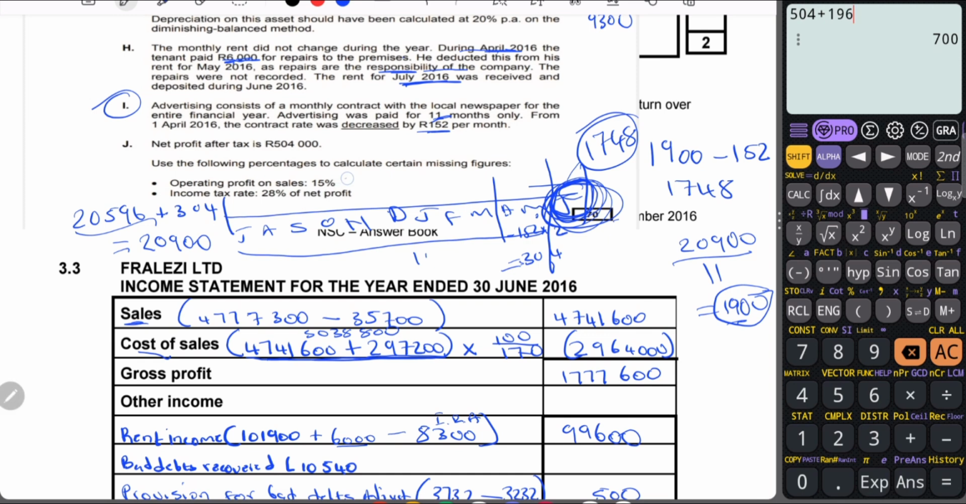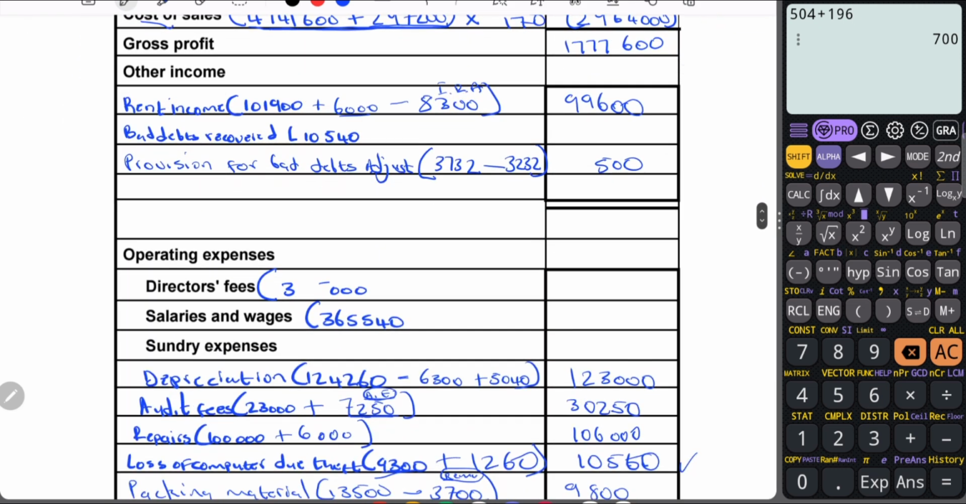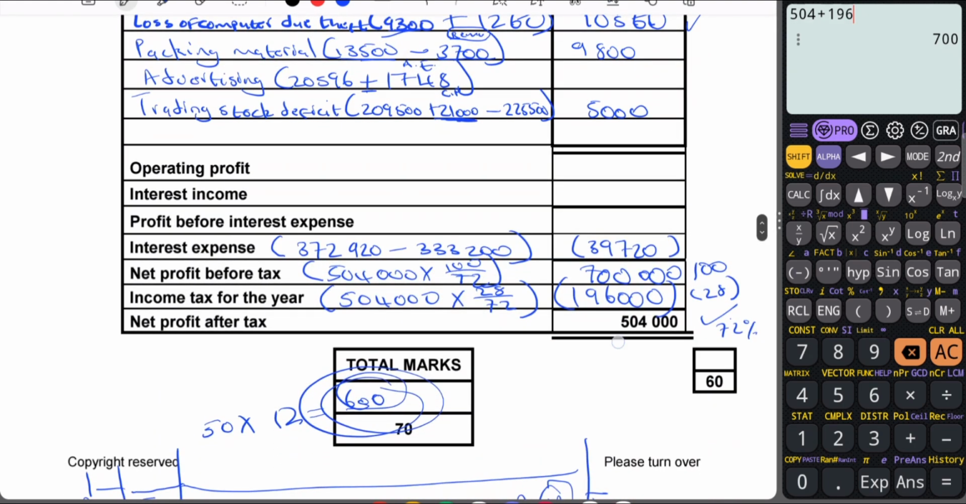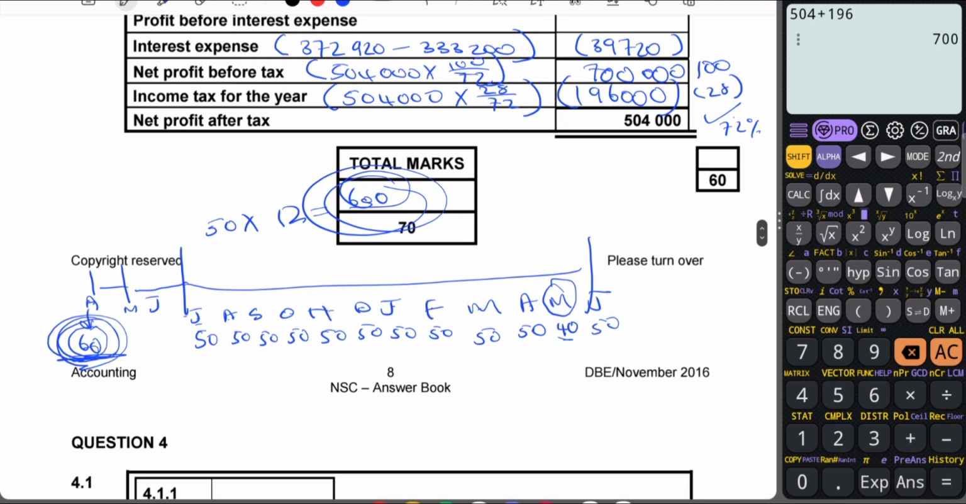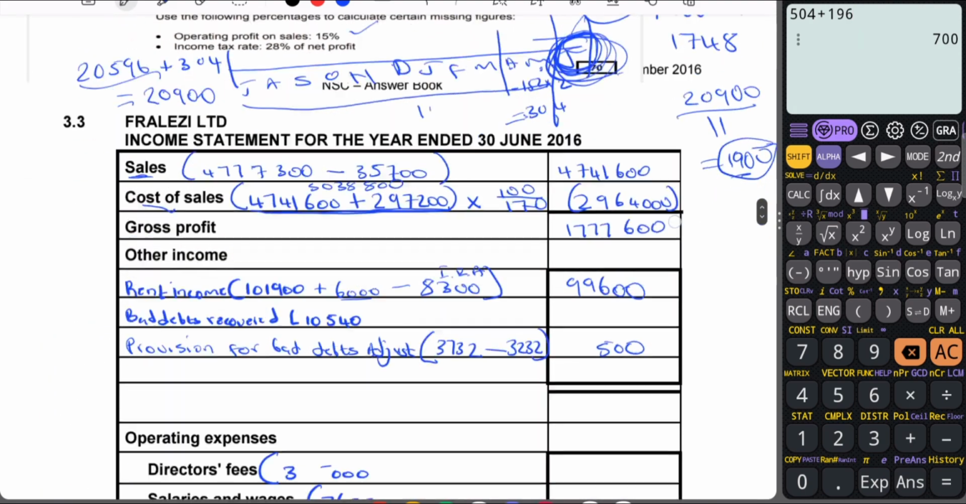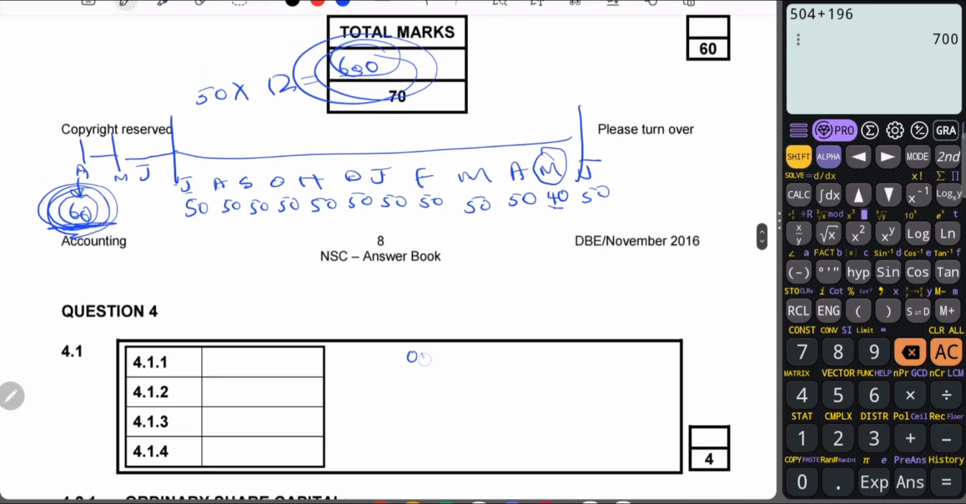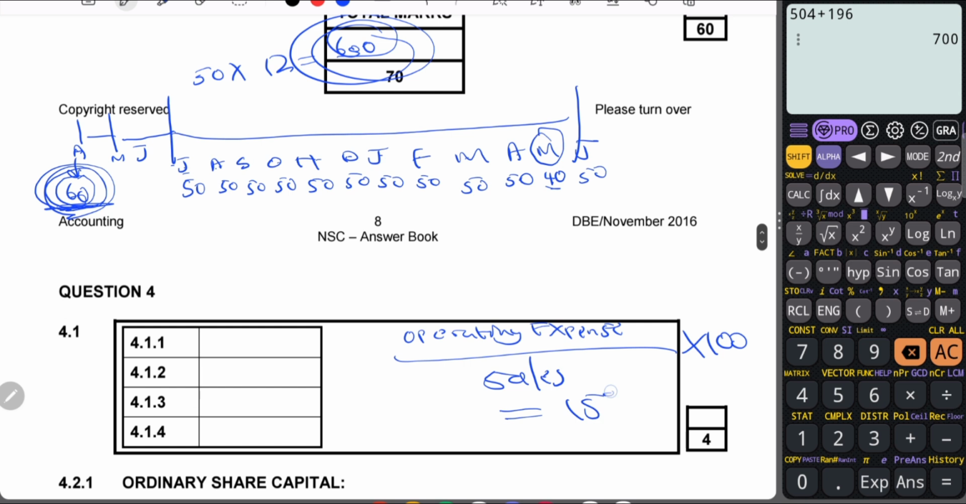Operating profit on sales equals 15. Hey, you must listen to me very carefully now. When they are saying operating profit on sales, is it 15%? Yes, it's 15%. How did they get that? They got it by taking operating expense, and in this case we are not given operating expense, divide by sales, then multiply by 100, then that must give you how many percent?